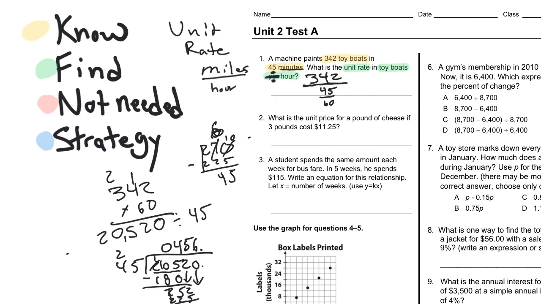So sorry because I ran out of space. I'll do better about bringing it up. But 456. So I would have 456 boats per hour. Okay, let's talk about this really quick.